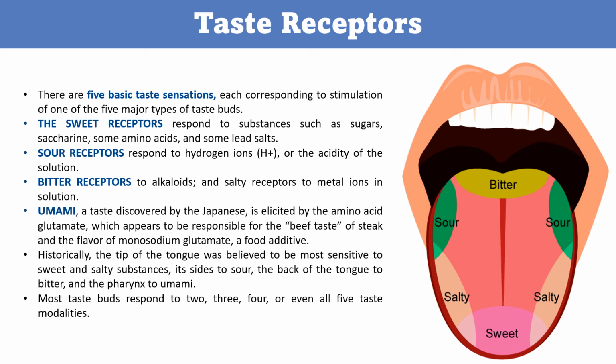Historically, the tip of the tongue was believed to be the most sensitive to sweet and salty substances, its sides to sour, the back of the tongue to bitter, and the pharynx to umami. Most taste buds respond to 2, 3, 4, or even all 5 taste modalities.